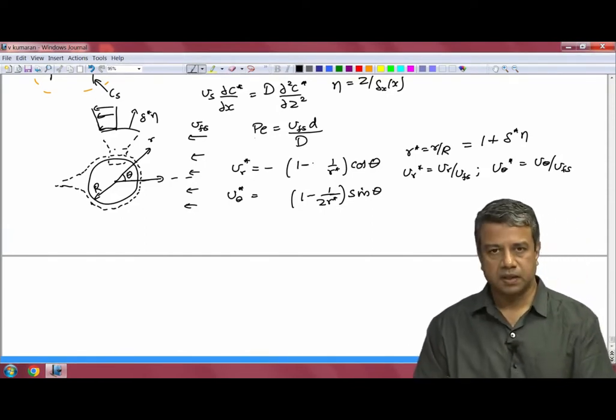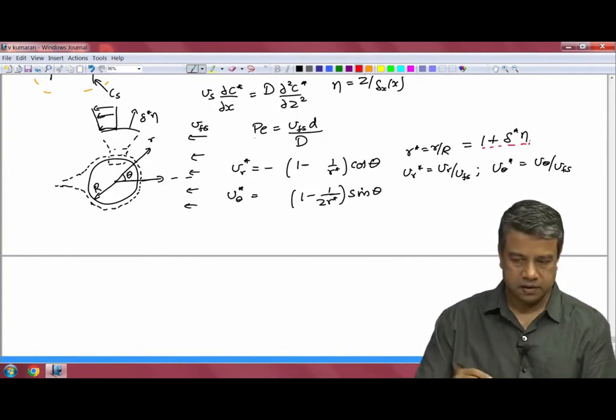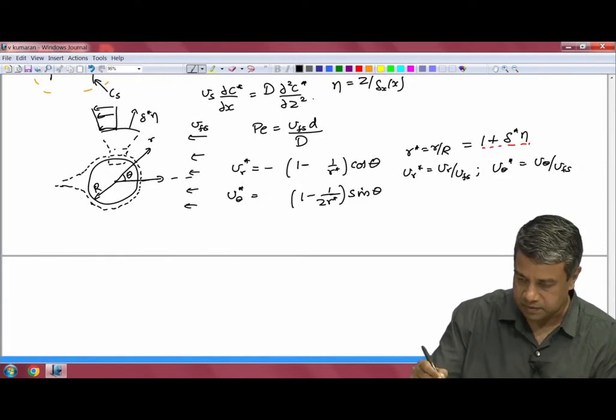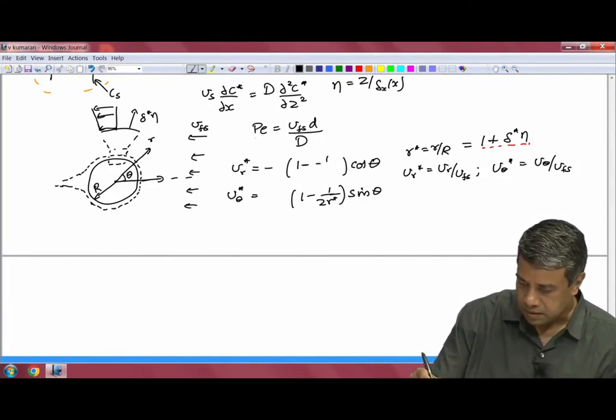Okay. And for R star I can substitute from here, as I had done earlier, and I will get 1 by 1 plus delta eta.